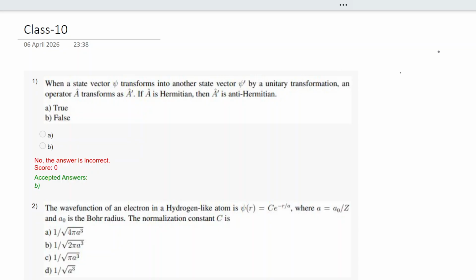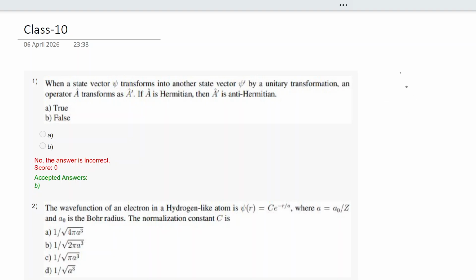Question 1: when a state vector psi transforms into another state vector psi prime by a unitary transformation, an operator A cap transforms as A cap prime. If A cap is Hermitian, then A cap prime is anti-Hermitian. You have to say whether this is true or false.